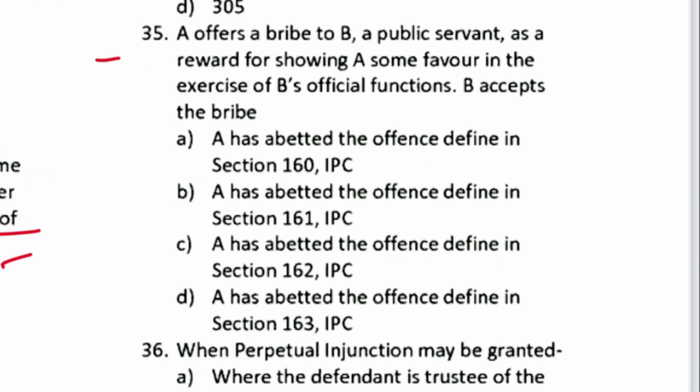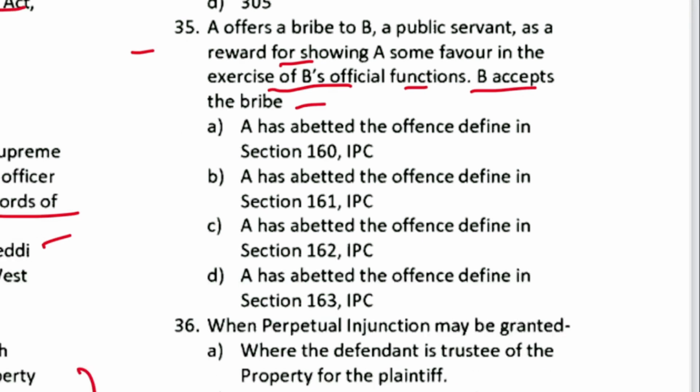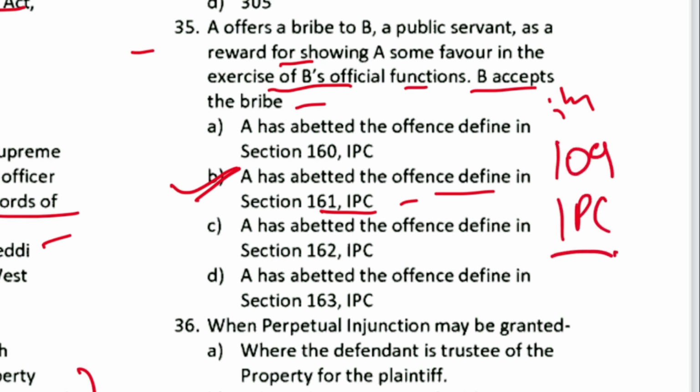Next 35. A offers a bribe to B, a public servant, as reward for showing A some favor in exercise of B's official function. B accepts the bribe. A has abetted the offense defined in section 161 IPC. B is the answer. And this is an illustration to section 109 IPC on abetment.